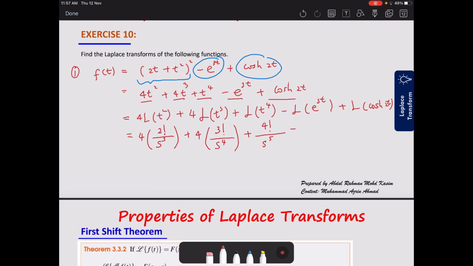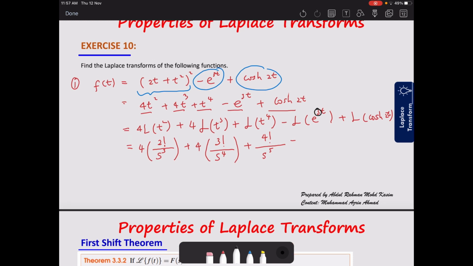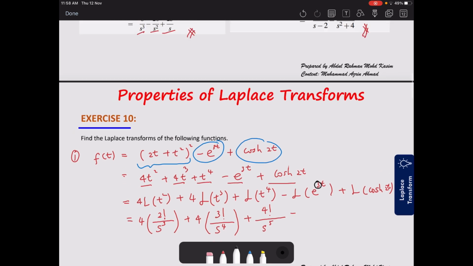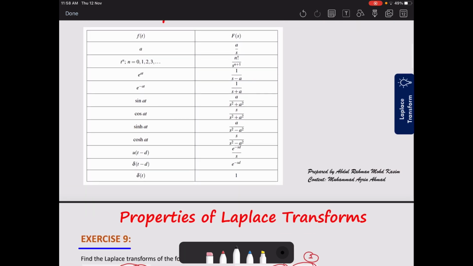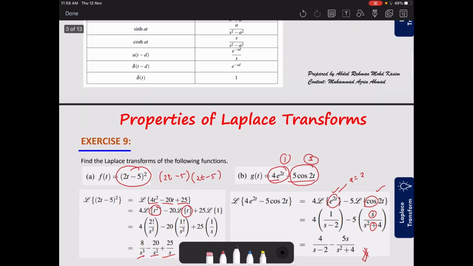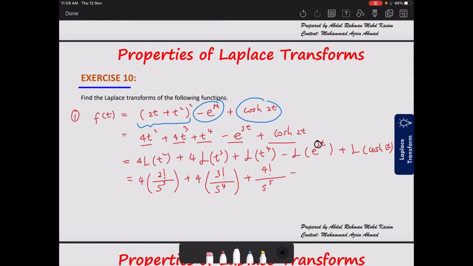And then look at here. In this one, you need to be careful because it involves an exponent. You have exponent 3t over here. So the answer must be 1 over s minus a. Your a now is 3.